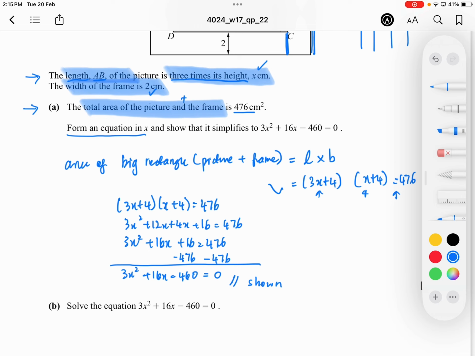Don't skip steps. You would know that you get the right answer if you simplify it: it is exactly the same as the expression you were given, 3x square plus 16x minus 460 equal to 0.